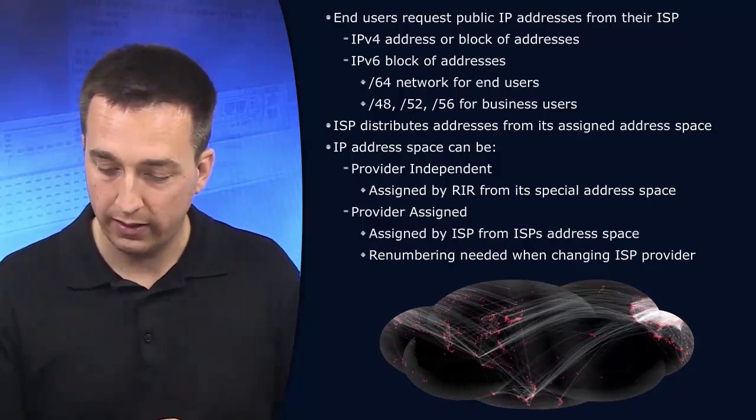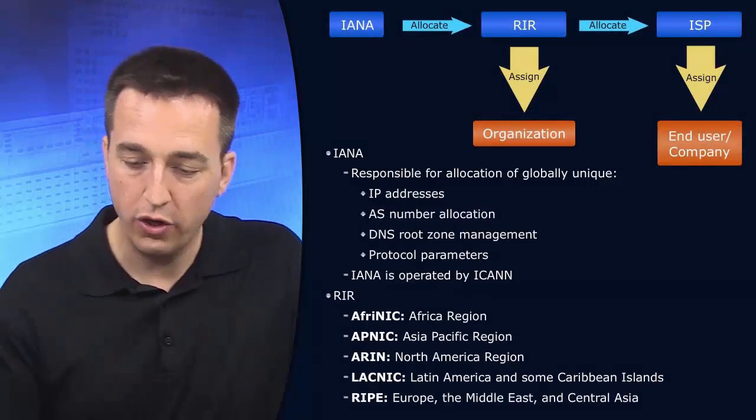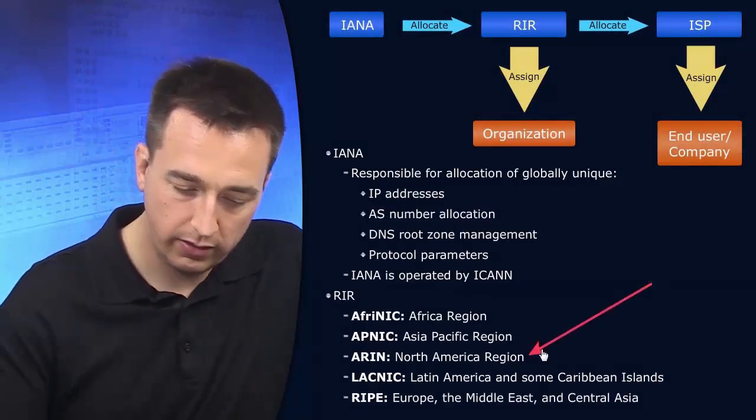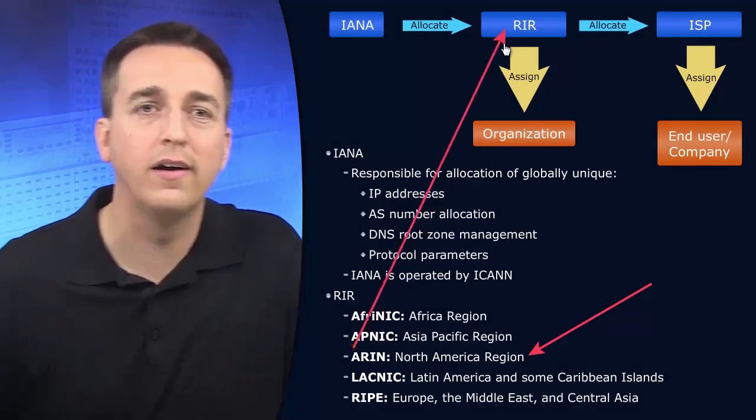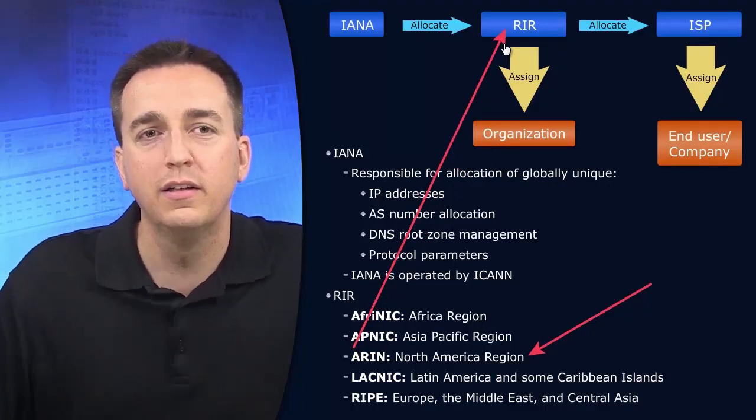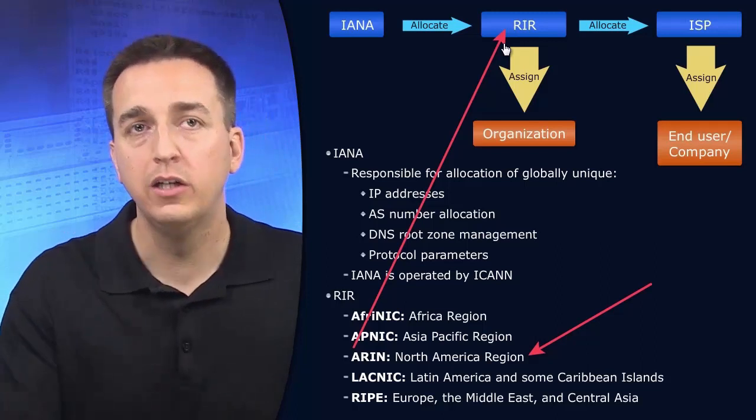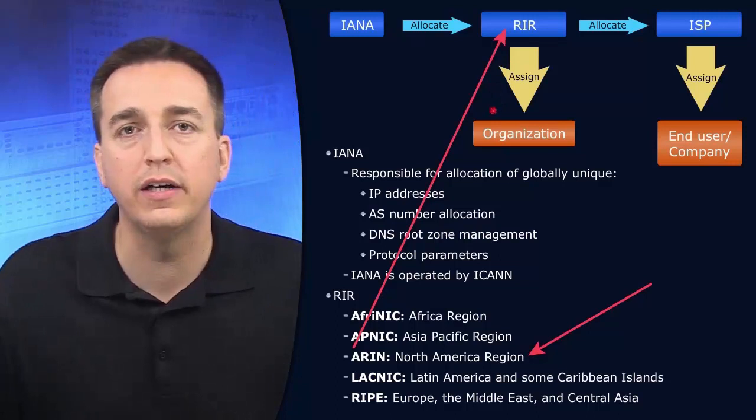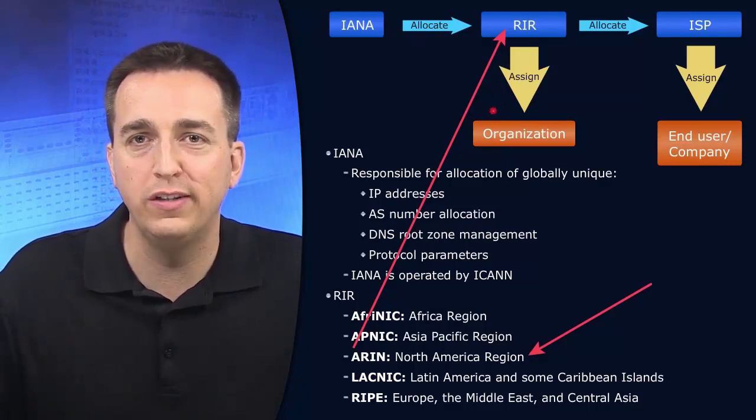So if we go back and take a look at this again, if you're in North America, there's your RIR, your regional internet registry, ARIN. And as a result, you will be provided your IP address. You'll be assigned that IP address from ARIN instead, your regional internet registry.